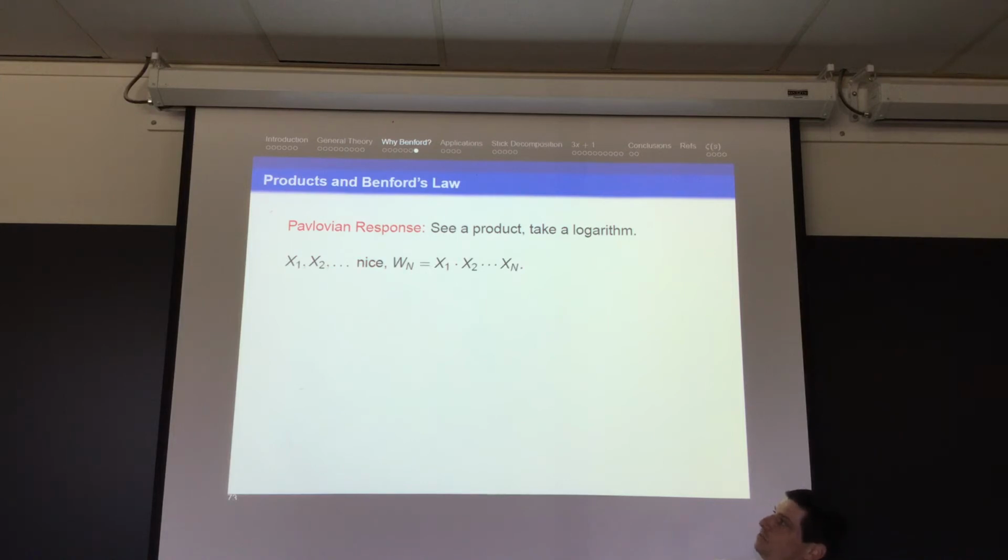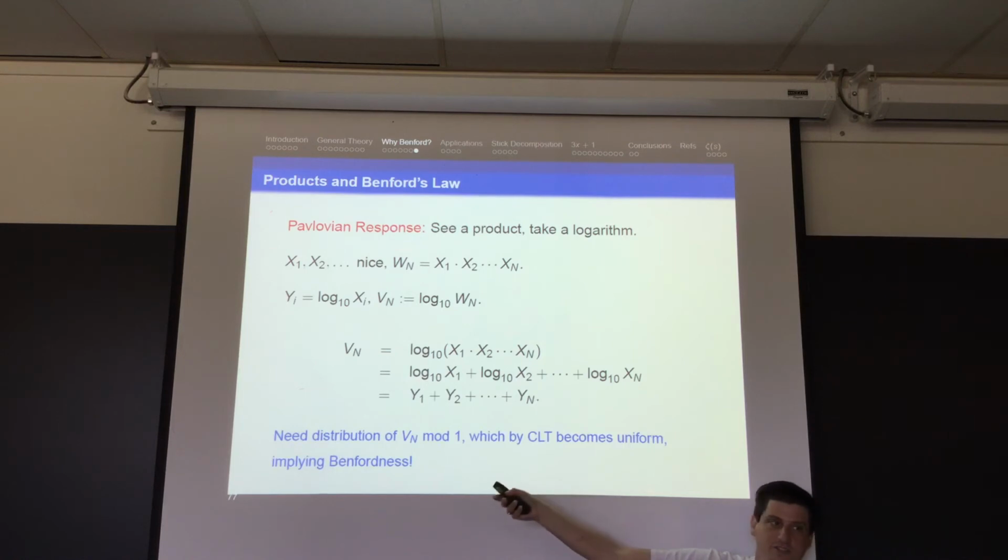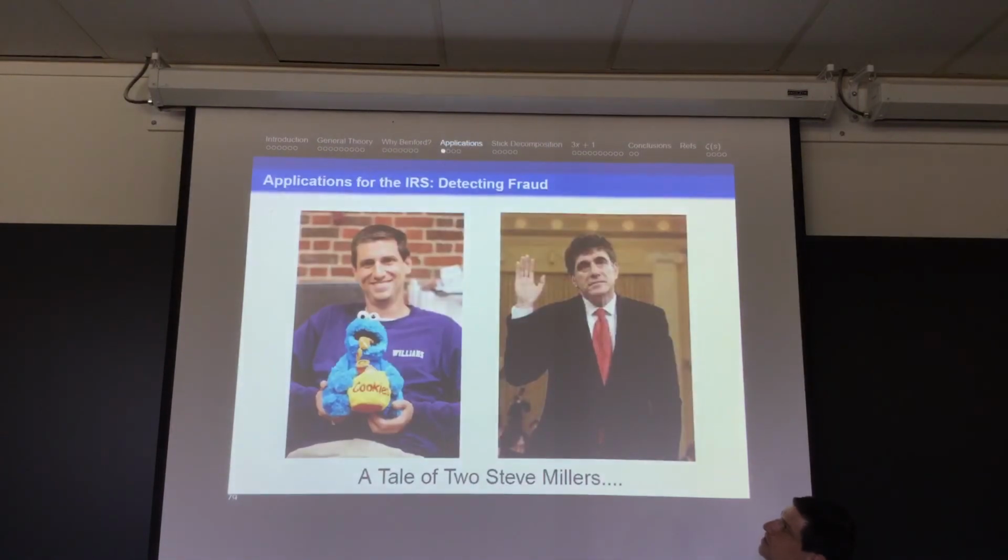All right, so Pavlovian response: see a product, take a logarithm. So let's say you have a bunch of random variables and you look at their product. I'll show you that this is often going to be Benford. So let y_i be the log of x_i, so v_n is going to be the log of the product, so it's the sum of the logs. Well, by the central limit theorem, if these are nice, these will converge to being a normal distribution with growing variance. And a normal distribution with growing variance, it's a nice calculation, becomes uniformly distributed mod 1. And this gives you some sense of where the Benfordness is coming from. It's a nice calculation.